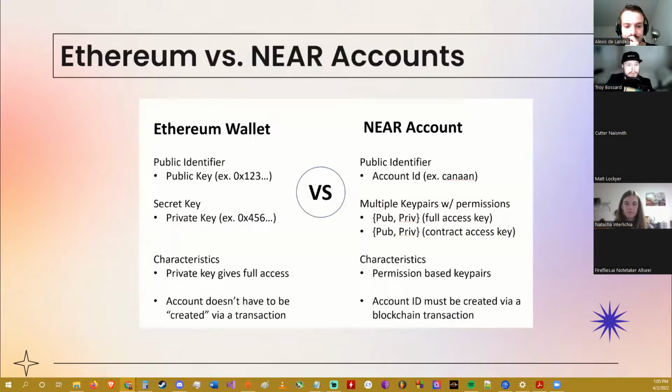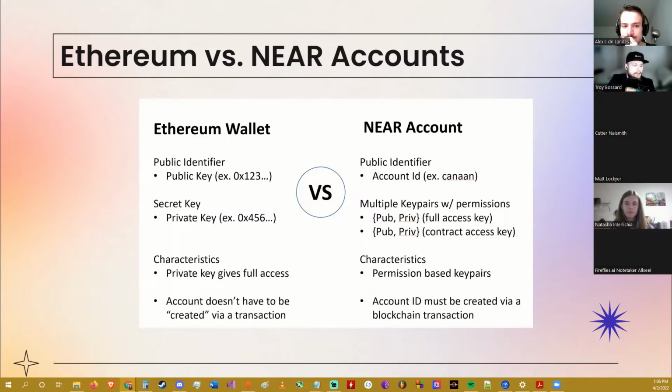Here, we can dive a little bit deeper into some of the differences between Ethereum accounts, which some of you might be more familiar with, and how that compares to accounts on the Near protocol. As we said before, for the Ethereum account, you have the public identifier, which is an alphanumeric string. You have the human readable version for Near accounts. You have one secret key per wallet on Ethereum, whereas on Near, you have multiple key pairs or no key pairs, but you can do multiple key pairs with varied levels of permissions depending on the access key type.